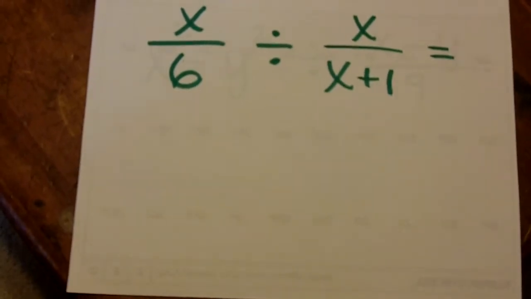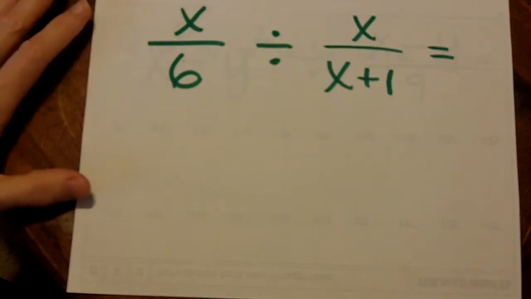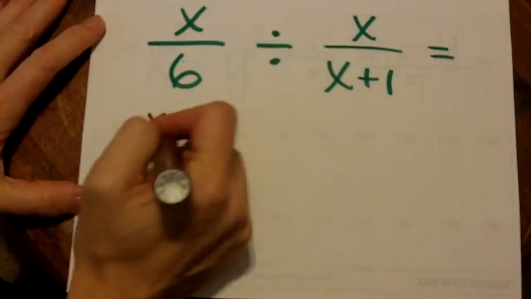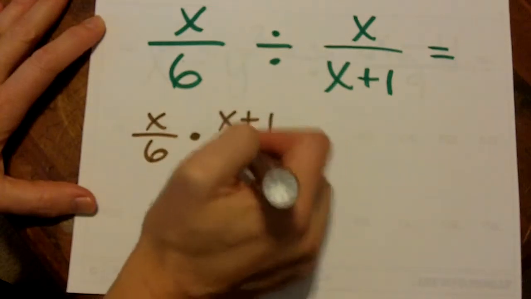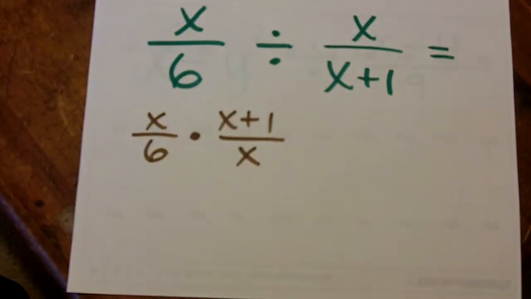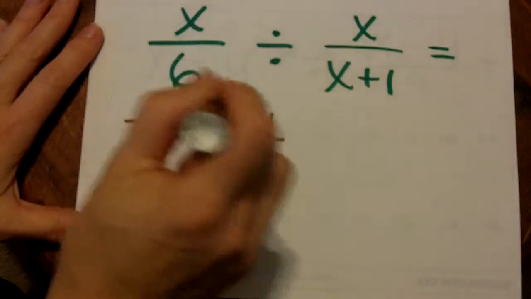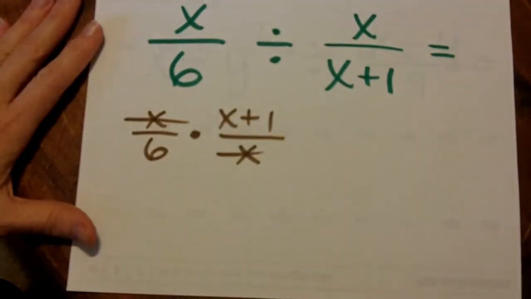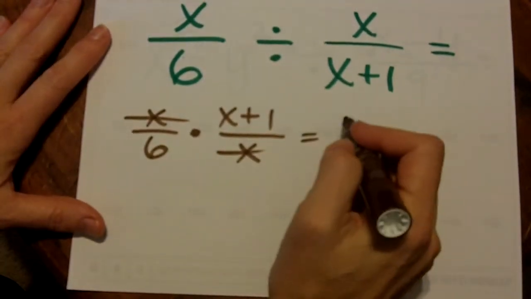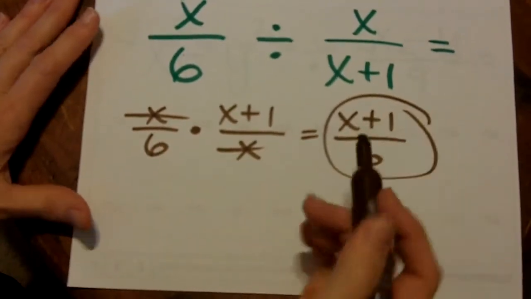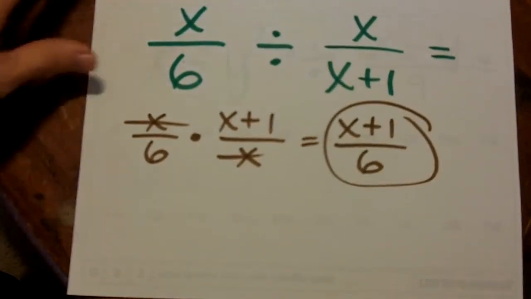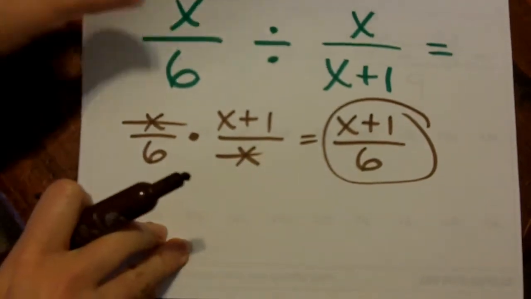Okay, if you have x over 6 divided by x over x plus 1, you're going to simply rewrite it as x over 6 times x plus 1 over x. The nice thing here is that you can see that this x and that x can cancel out. Nothing else can cancel out, and you end up with x plus 1 over 6. And that is your final answer. Short, sweet, to the point.